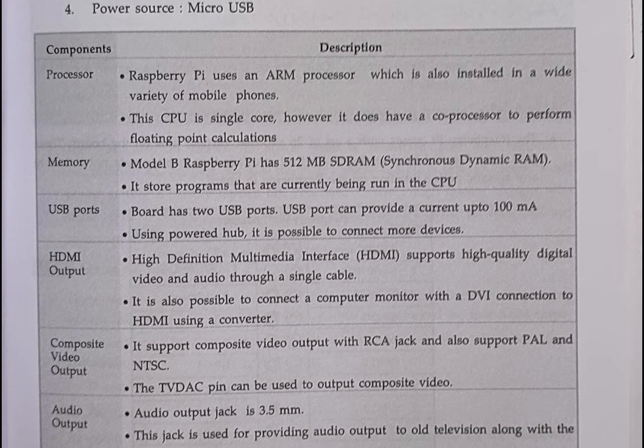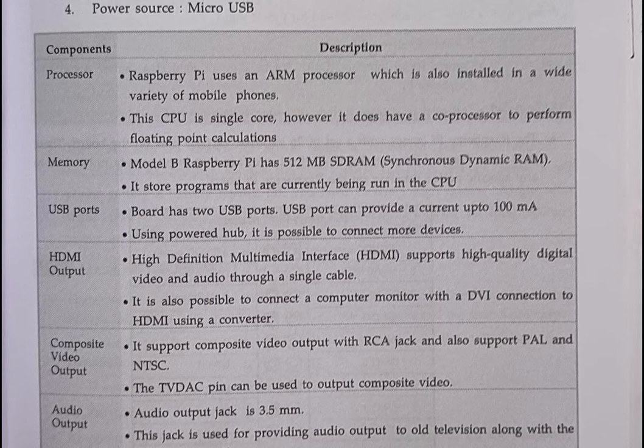Then we have USB ports. The board has two USB ports, and Raspberry Pi 4 has four USB ports. A USB port can provide a current of up to 100 milliamperes. So using a powered hub, it is possible to connect more devices.